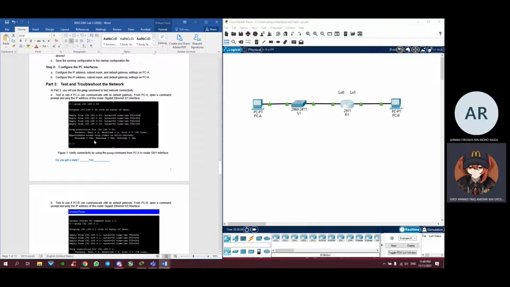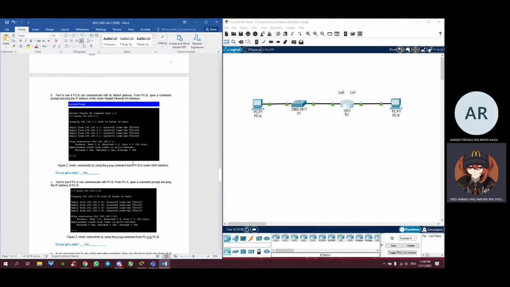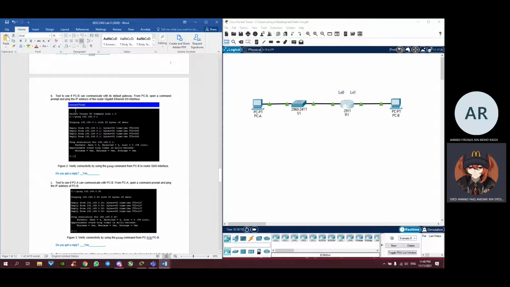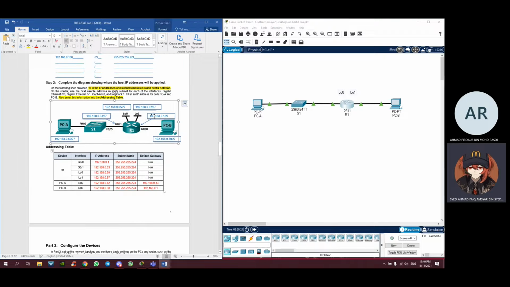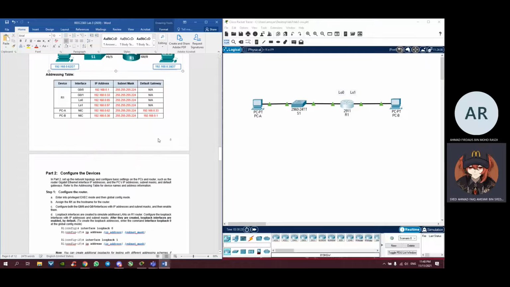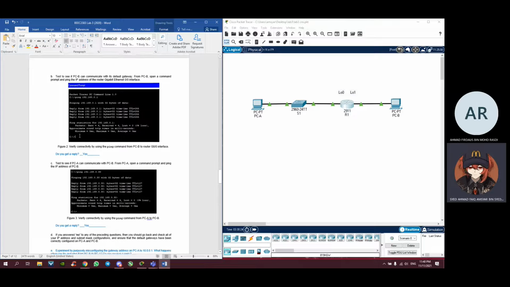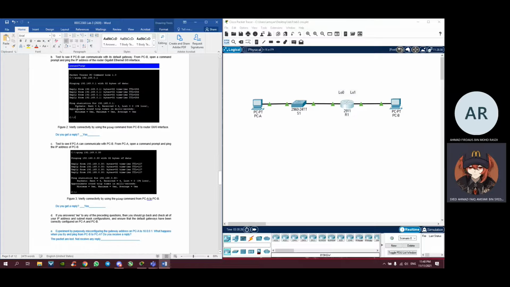Packets sent four, received four. So do you get a reply? Yes. Okay, same also with PCB. From PCB, open a command prompt and ping the IP address of the router Gigabit Ethernet 0/0 interface, which is this IP address. Do you get a reply? Yes, we get the reply.